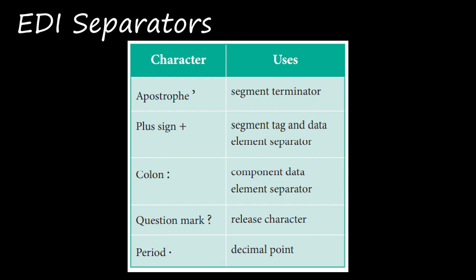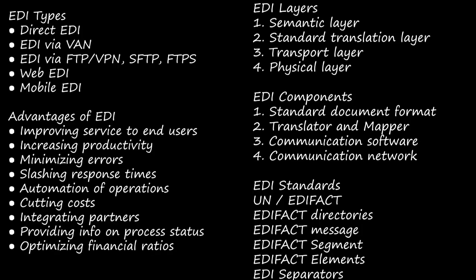So we have come to the end of this last chapter, EDI, electronic data interchange. Let's just recall this chapter. Here we have seen the introduction about EDI, and then the types of EDI. What are the types of EDI? Direct EDI, EDI via value added network, EDI via protocols, that is FTP or VPN, SFTP, FTPS, and web-based EDI, and smartphone or any handheld device based EDI, that is mobile EDI.